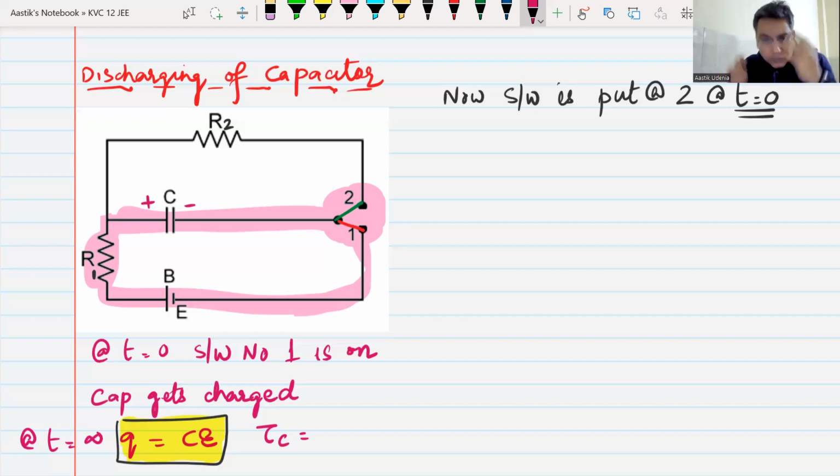Take a deep breath. Open your eyes. Look at the diagram. Look at what is C and what is R. Then give me the answer again. I give you one more chance. What is the time constant of the charging circuit? R1C. Yes, beta? R1C. Yeah. So you see the answer has changed.